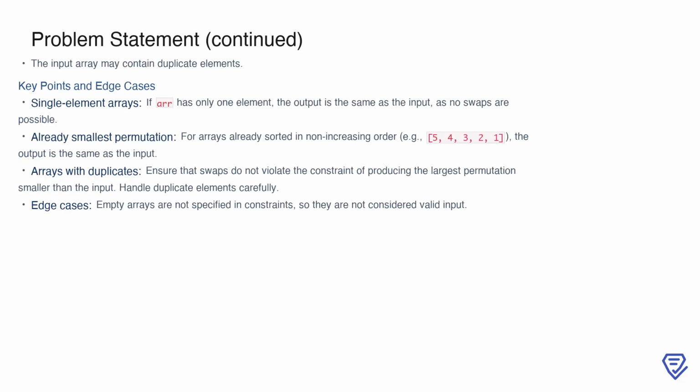Additionally, there are some important edge cases and key points to keep in mind. If the array contains only a single element, no swaps are possible, so the output is the same as the input. Similarly, if the array is already sorted in non-increasing order, like 5, 4, 3, 2, 1, it's already the smallest permutation, so again, you return the array unchanged. When dealing with arrays that contain duplicate elements, you need to be careful to ensure that swaps still produce the largest permutation smaller than the input. Finally, it's worth noting that empty arrays are not valid input according to the problem's constraints, so you don't need to account for them in your solution.